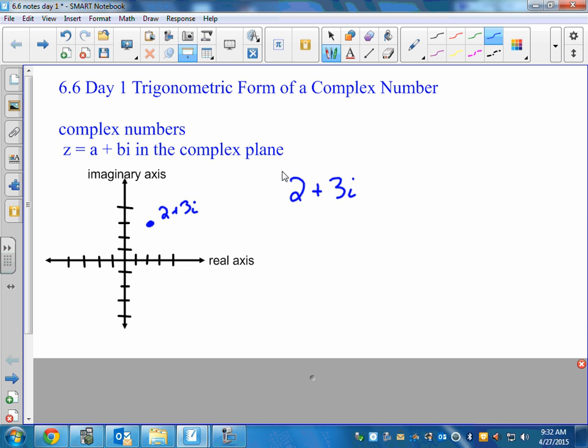Do we need to practice another one? How about I make a point and then you tell me what the coordinates would be? -3 plus 2.